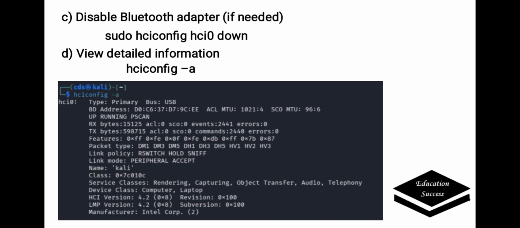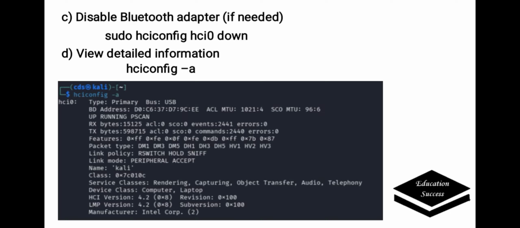So this is the summary of the commands that we have used. Three commands. To enable the Bluetooth adapter, we write sudo hciconfig hci0 up. To disable the Bluetooth adapter, if needed, we write sudo hciconfig hci0 down. And to view the detailed information, we write the command hciconfig -a.